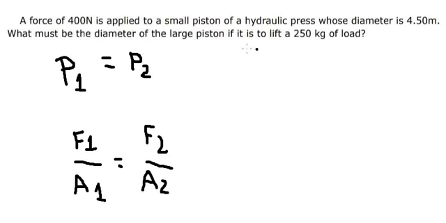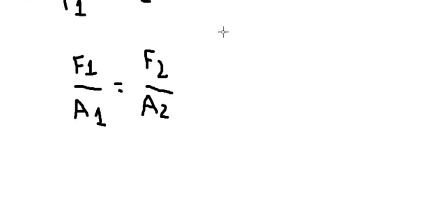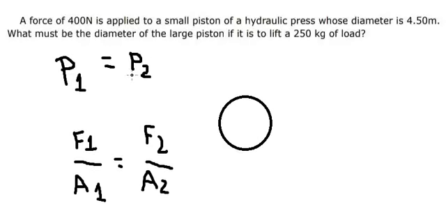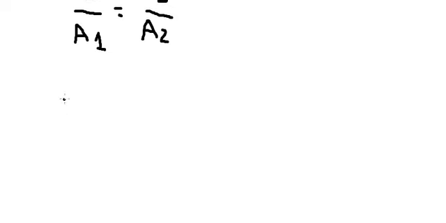So we know that this is about the piston, which means we have a circle in here. And this is the area on the surface on the top of the piston. We know that they apply a force of 400 newtons. That is F1.